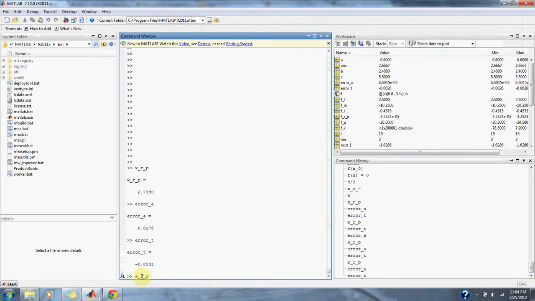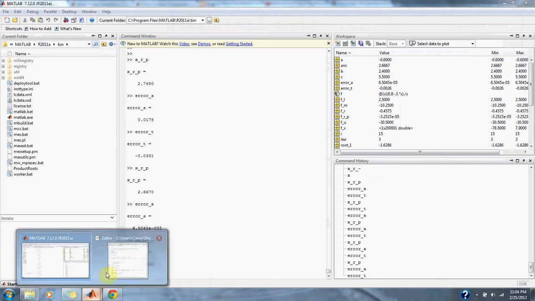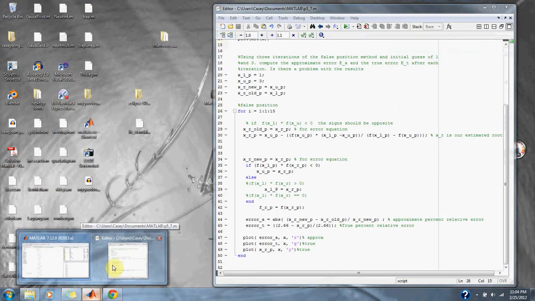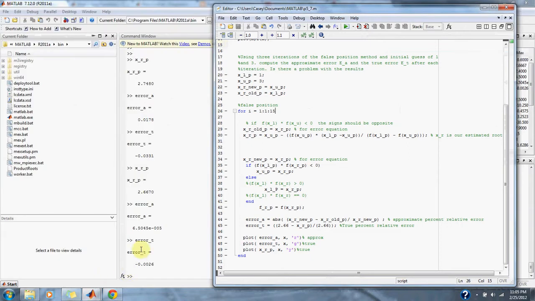We check our final approximation, and it's 2.667. So pretty much where we want to be. Check our approximate error, and we have a good error percentage of almost 0. And our true error is also the same, with an error percentage of 0.26%, or negative 0.26%, which is pretty good. And that's about it for problem 5.7.